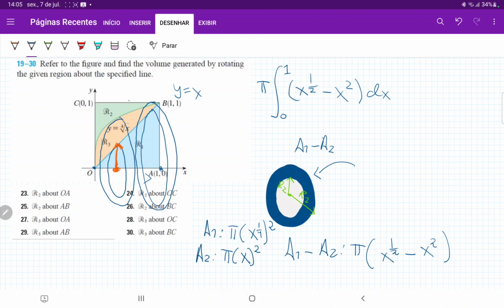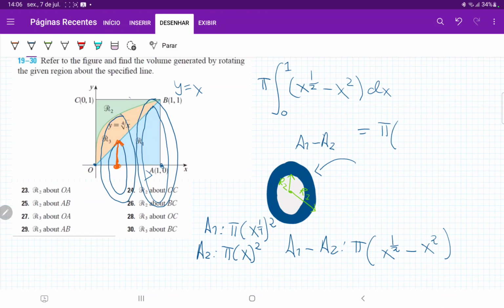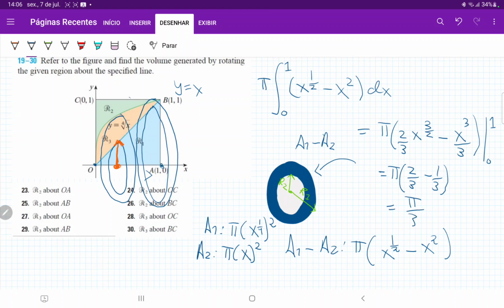So when I integrate, this is equal to pi times, I'm going to put it outside, x to the 3/2 times 2/3 minus x to the power of 3 over 3, and all of this evaluated from 0 to 1, which is equal to pi. I'm just going to put my upper boundary, so that's 2/3 minus 1/3, right? And then I don't need to put the lower boundary because it's just going to go to 0. So pi, 2/3 minus 1/3 is just pi over 3. And there you have it. That's R3 revolved about the line OA. That gives us our volume.